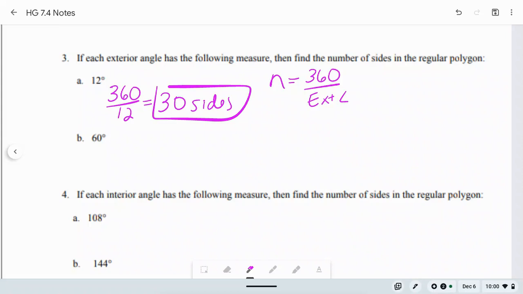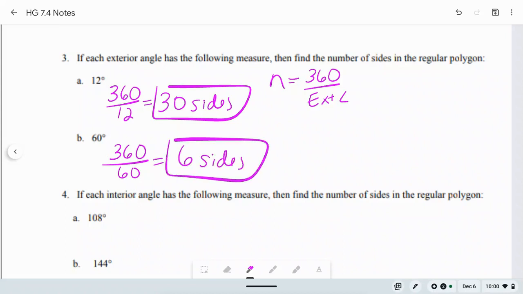Same thing with the next one. I'm going to do 360 divided by 60 degrees, and that would equal 6. So this shape would have 6 sides.